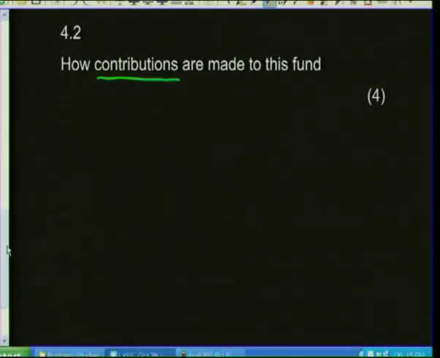The next section of this question I said, how are contributions made to this fund?